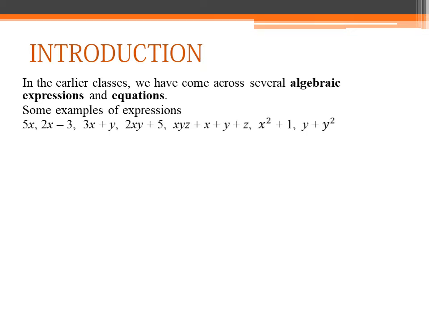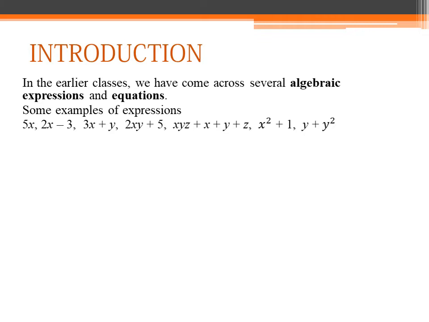5x, 2x minus 3, 3x plus y, 2xy plus 5, xyz plus x plus y plus z, x square plus 1, y plus y square. These are some examples of algebraic expressions. From all these expressions, we can see that some of the variables and constants we multiplied or divided or subtracted or added together. For example, the first example is 5x. How do you get 5x? 5 is a constant and x is a variable. These two we multiplied together and we got the expression 5x.